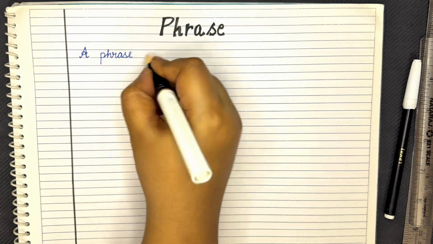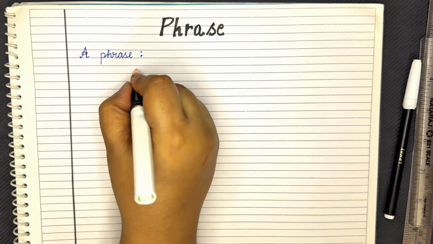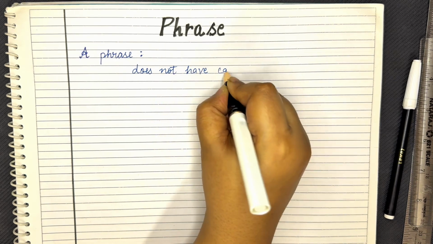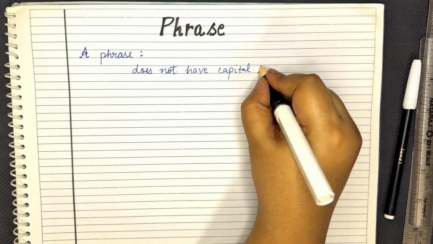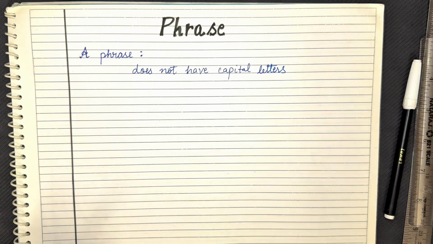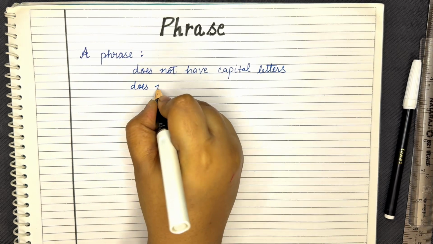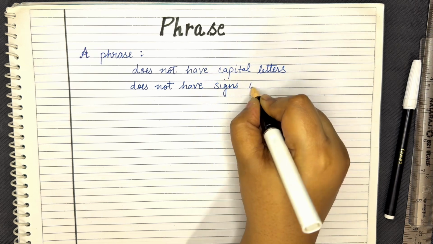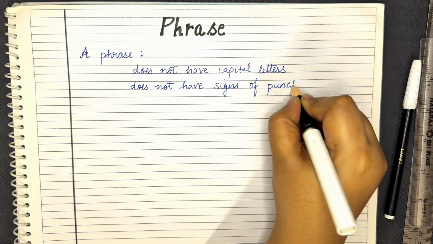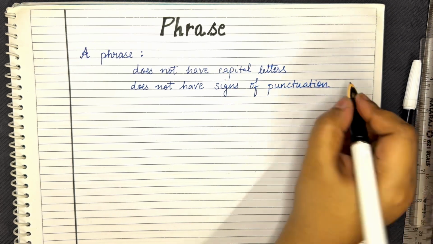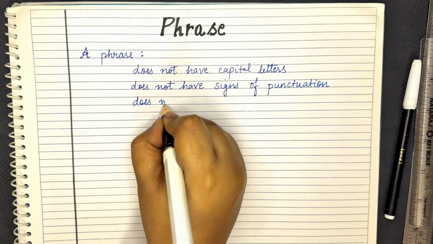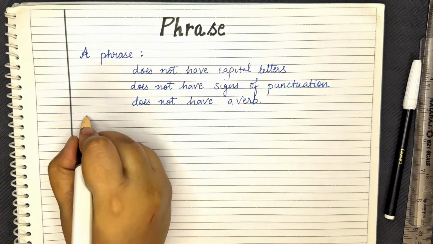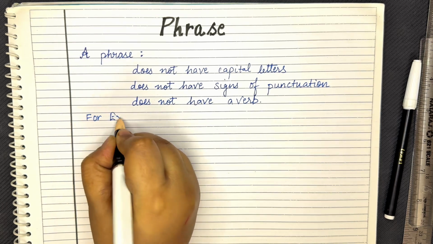So in this video, we will learn what are phrases. A phrase does not have capital letters. A phrase does not have signs of punctuation. A phrase does not have a verb. Let us see few examples.